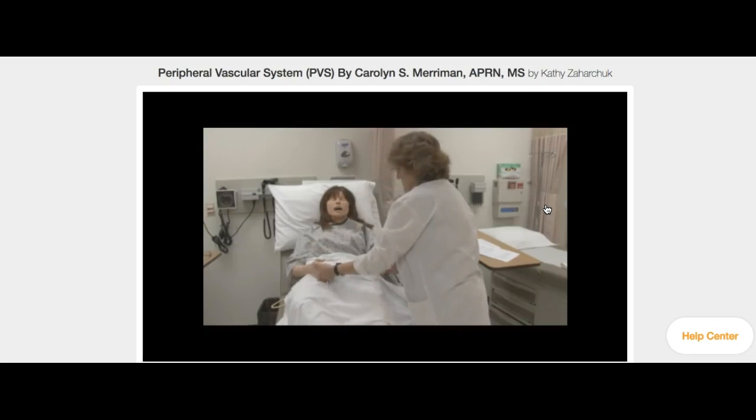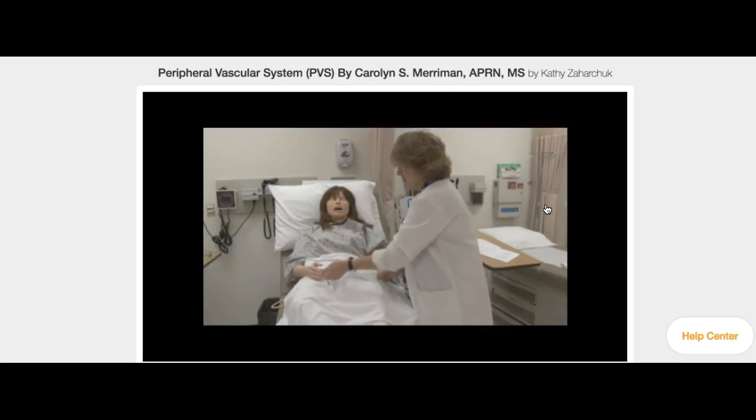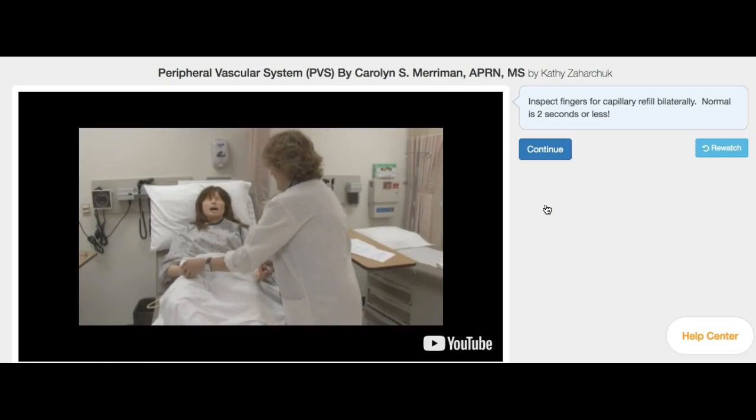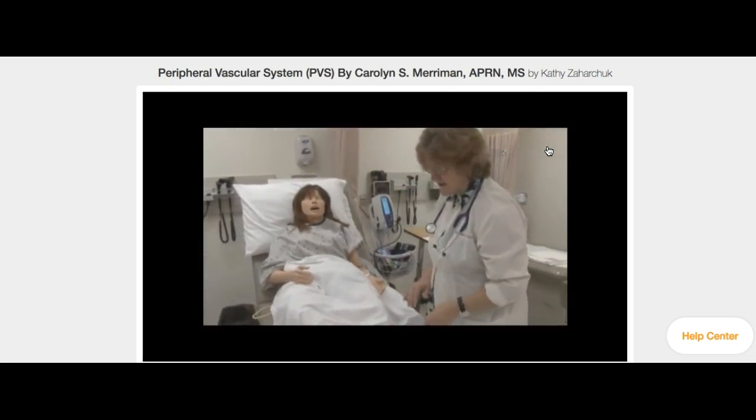Okay, and now what I'd like to do is look at your fingers, and what I'm doing is I'm going to squeeze your fingernail for capillary refill. I'm going to do that on both sides. Okay, that's excellent. So you'll inspect the fingers for capillary refill bilaterally. And normal is 2 seconds or less, if you remember, and you only have to squeeze one finger on each side.